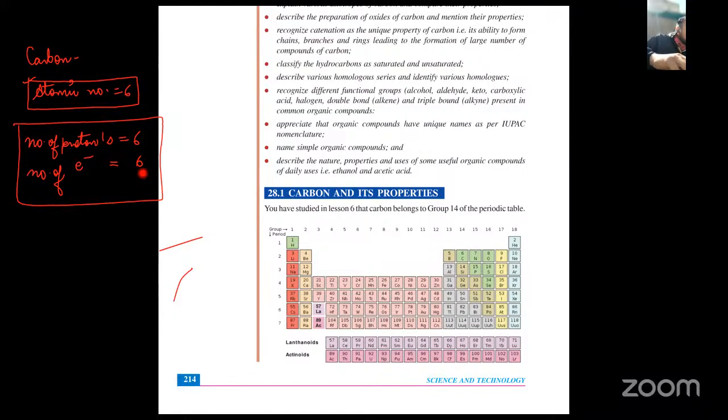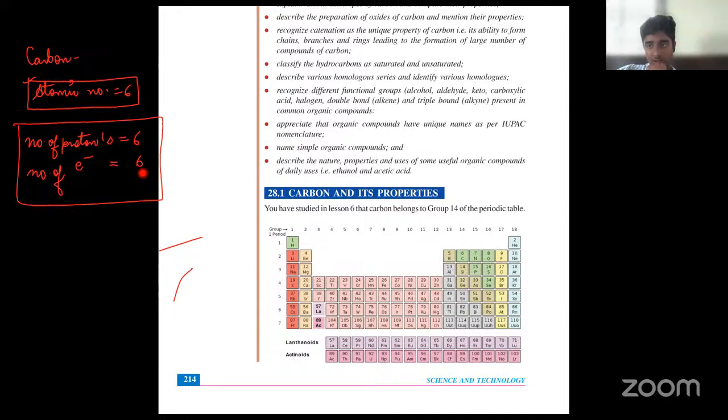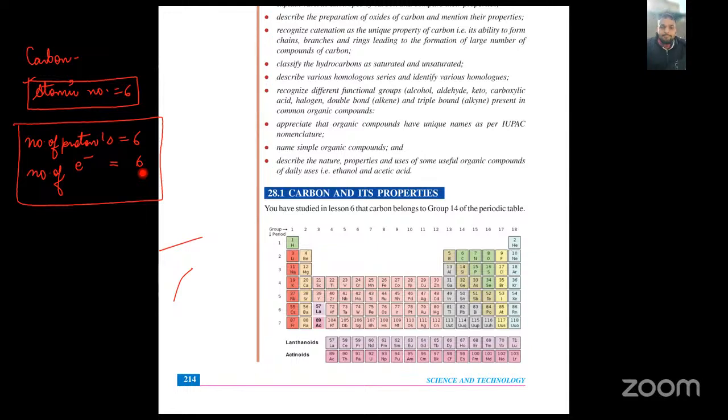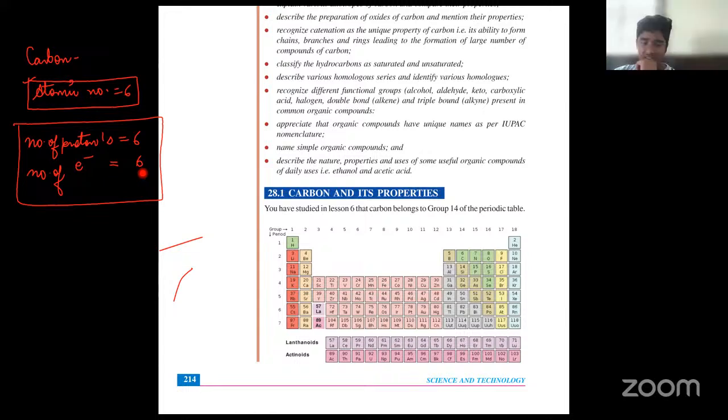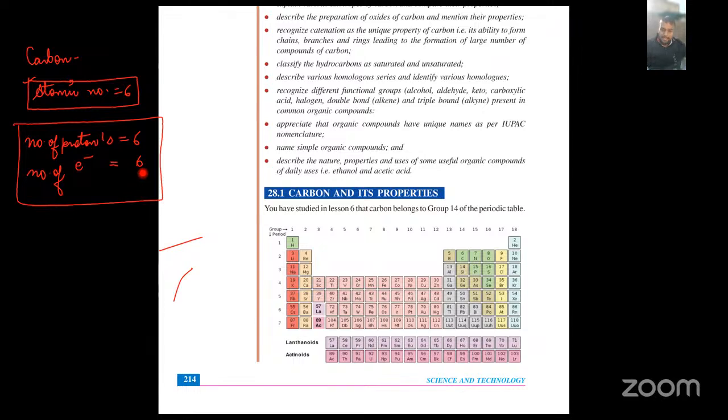Now, does anybody know about the octet rule? What is the octet rule? Not octopus rule. Octet. Yes, Sam, what is the octet rule? Jahuan? The octet rule is the one that tells that if an atom has 8 electrons in its outermost shell, it is stable. Yes, correct.